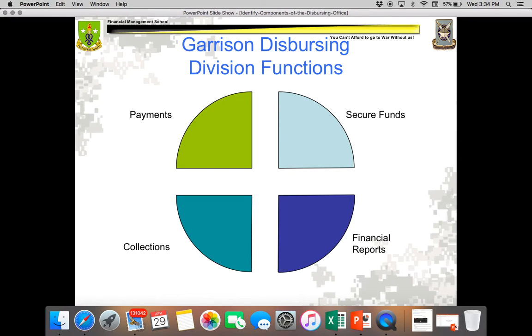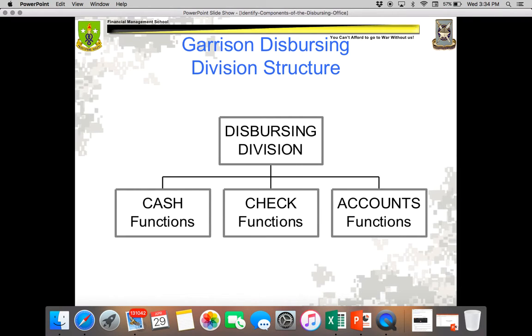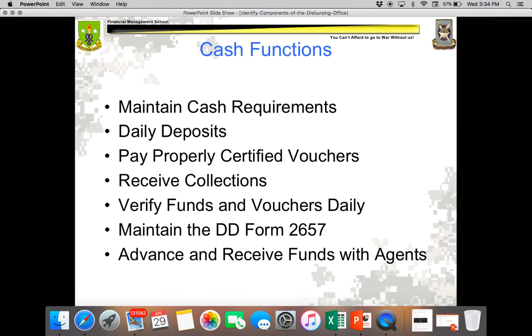Next is the garrison dispersing division functions, which are payments, collections, securing funds, and financial reports. Cash functions are to maintain cash requirements. When you are in a deployed environment, there will be a cash holding authority, and you need to make sure that you are within that cash holding authority, not over it, and not so far under it that you can't meet your obligations. Daily deposits: all money has to be deposited back to the Treasury every day.